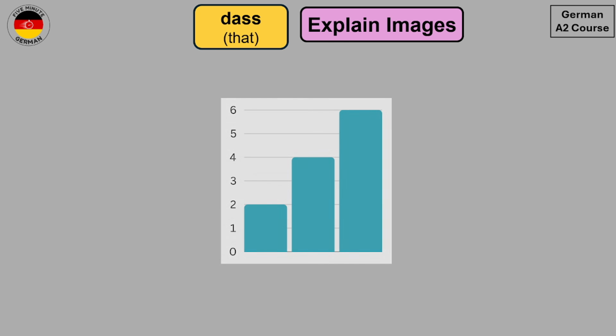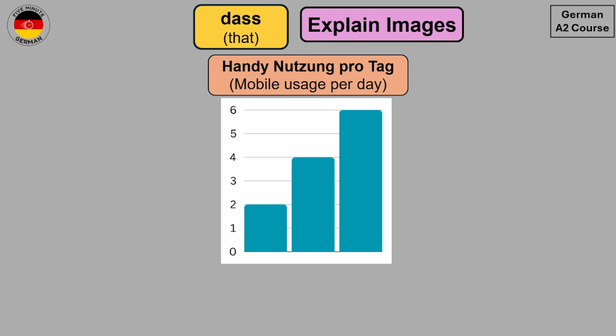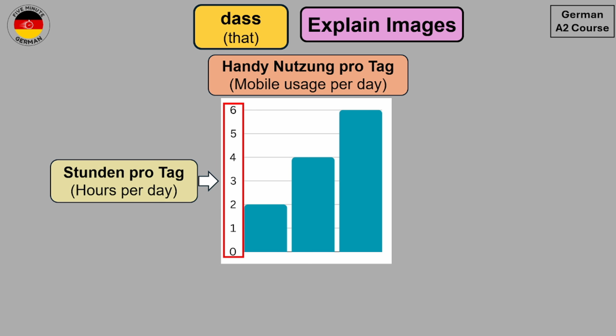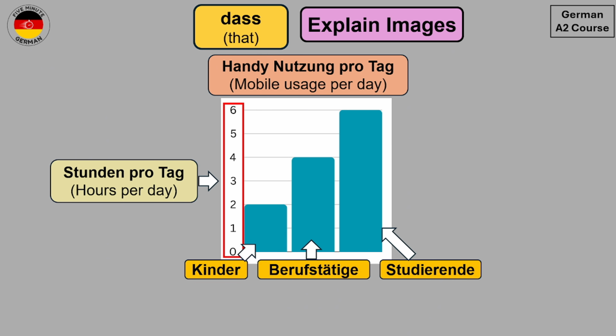So suppose we have this graph over here, and this graph shows the Handy-Nutzung pro Tag, which is mobile usage per day. And on the left, we have the Stunden pro Tag, which are the hours per day. And the first bar shows the mobile usage per day for Kinder, which are children. The second is for Berufstätige, which are employed people. And the third is for Studierende, which are students.